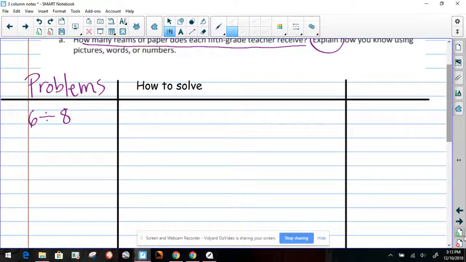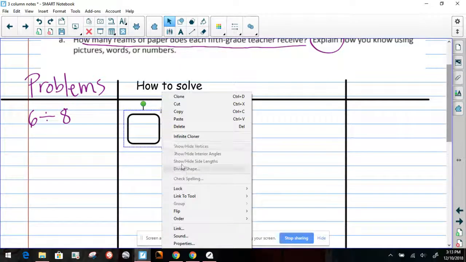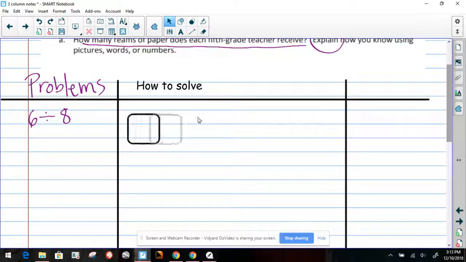So now let's get to it. Let's use some pictures here. If we can represent the 6, which is the 6 reams of paper, with a picture, we will do that. And let's do this kind of shape. So how many do we have? We have 6. 1. Let me do my infinite cloning.